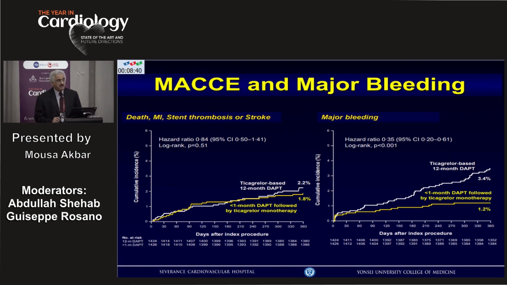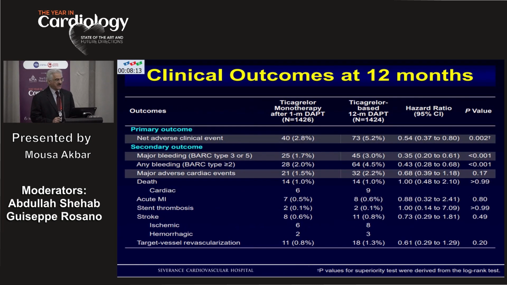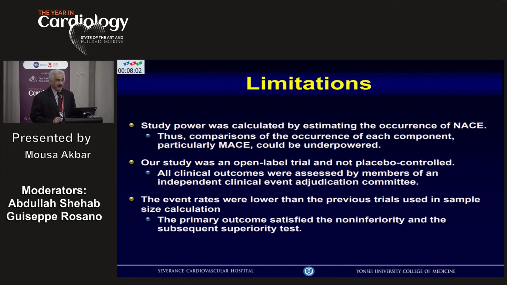Of course, the major bleeding was the major driver for the NACE. As you can see, 1.2 in the monotherapy versus 3.4, with a relative risk reduction of 65%. Now, the MACE, the death, MI, and stent thrombosis, although numerically lower, 1.8 versus 2.2, did not reach statistical significance. In addition to the major bleeding BARC 3 and 5, you will see also BARC type 2 bleeding was significantly lower with ticagrelor monotherapy.